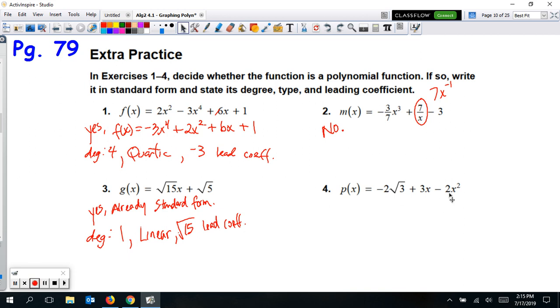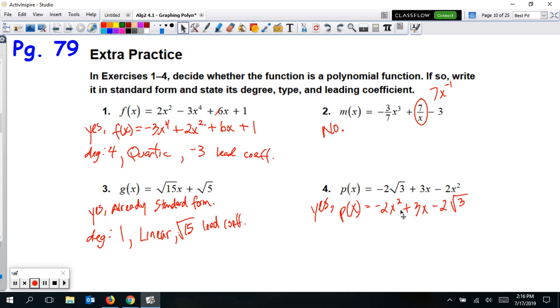And number 4, p of x here. So as far as our exponents go, they're all fine. That's a whole number here. This would be a 1. This one doesn't have an exponent. And as far as the coefficients go, these are all real numbers. There's no imaginaries. If this was a negative 3 underneath here, then that would have been bad. But it's okay because it's a positive 3. So we can say yes on this one, and then we'll just write it in standard form or descending order.